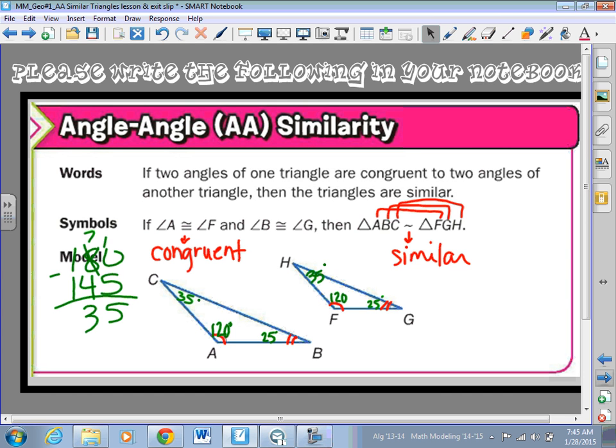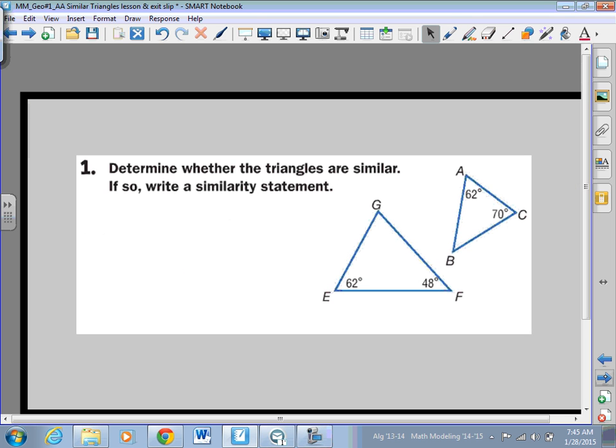So instead of doing that work, we can just say they have to be congruent, the third set, because we can prove the other two. Okay, let's do some examples. So you need to copy down the triangles.